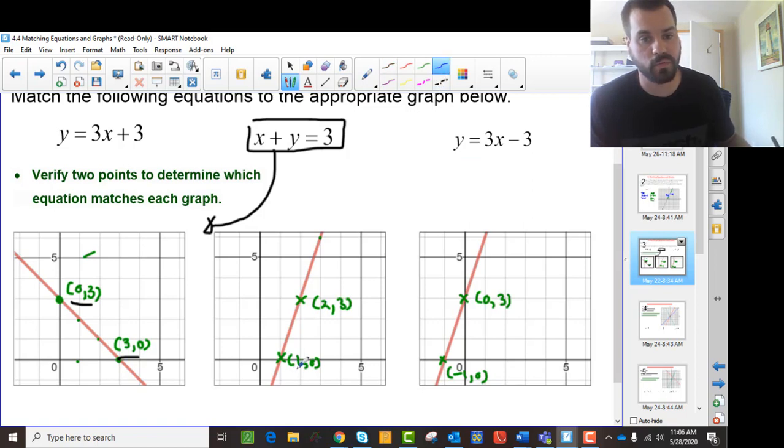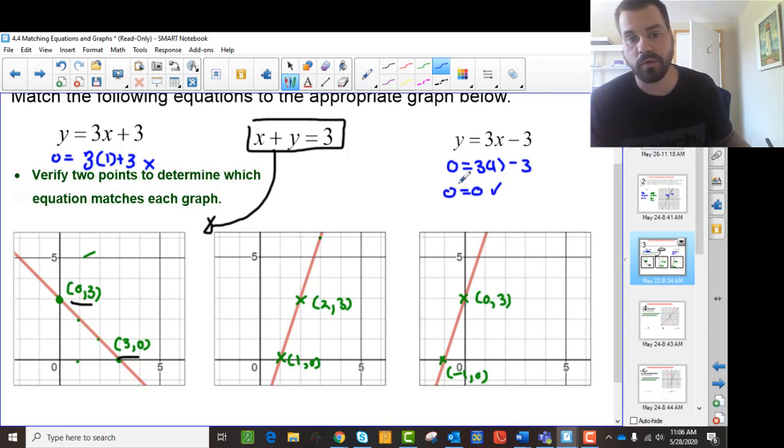So then let's do this one, 1 and 0. So I plug in 0 for y is equal to 3 times 1 plus 3. And we say, no, that doesn't work. So that's automatically out. So then we try it here. We say, does 0 equal 3 times 1 minus 3? And we say, yes, it does. So that one works. And then we just test 2 and 3 to make sure.